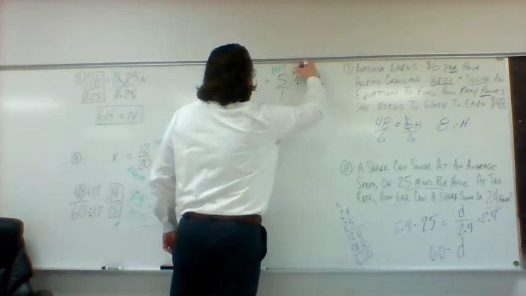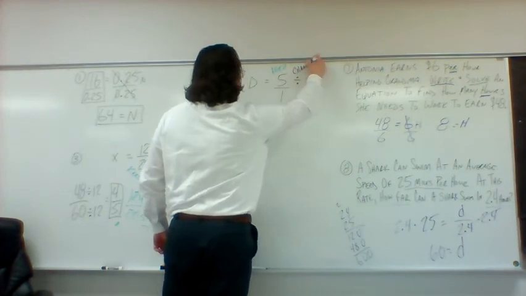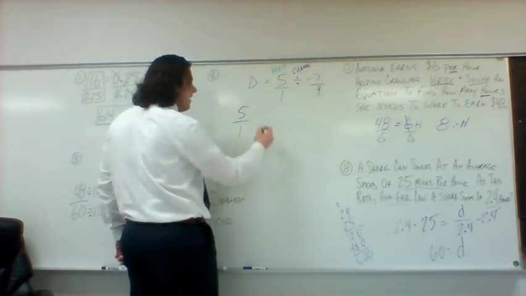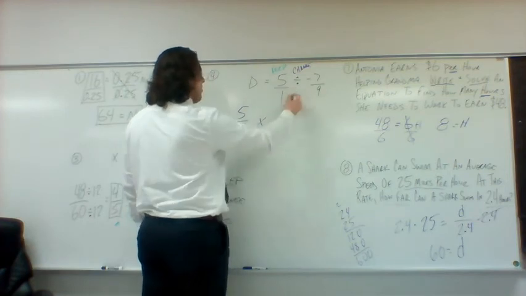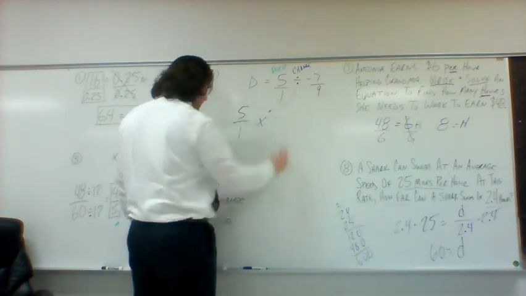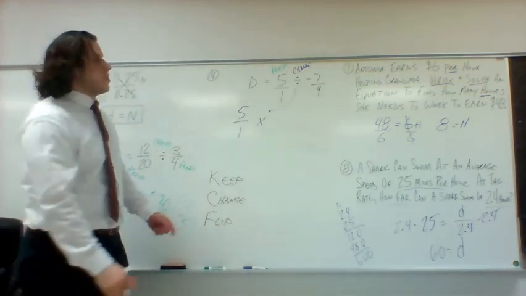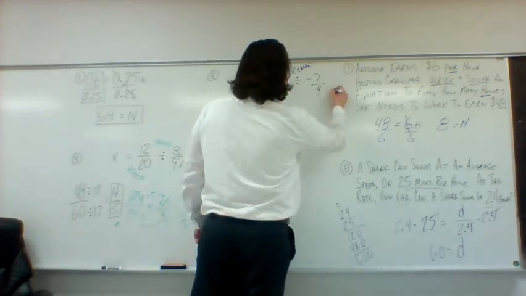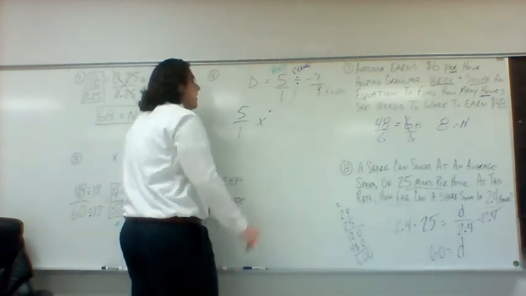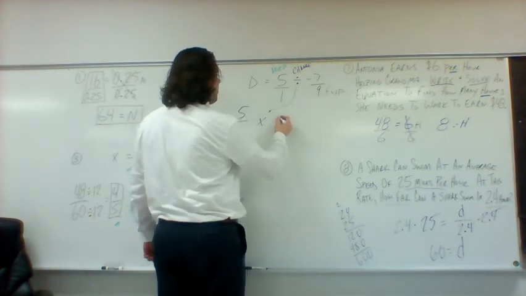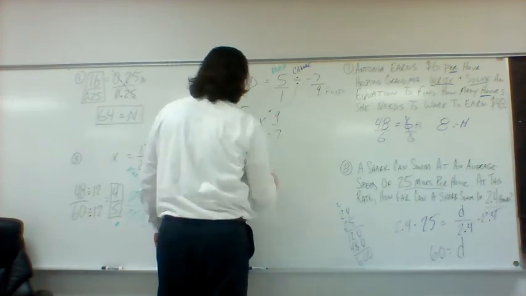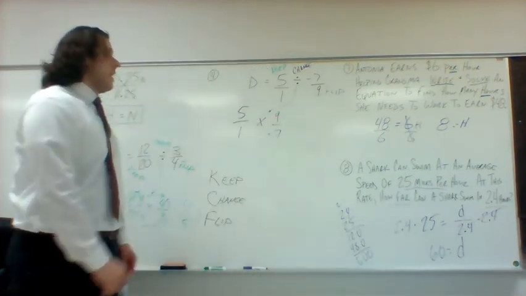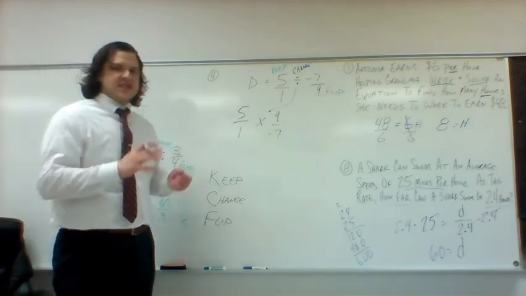Change is talking about division. If I divide, now it changes to multiply. We are changing that. And the flip is talking about the last fraction. This negative 7 over 9 is going to be flipped into 9 over negative 7. We flipped it. That is the reciprocal.